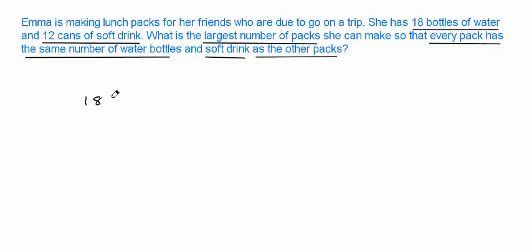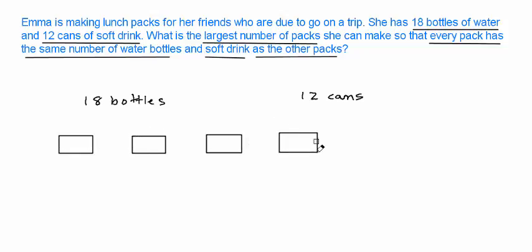So she's got 18 bottles of water and also 12 cans of some soft drink. And she needs to divide these into a certain number of packs. And also keep in mind that all the packs are identical. Each pack has got the same number of water bottles as the others, and each pack has got the same number of cans of soft drink as the others. What is the largest number of packs she could make?